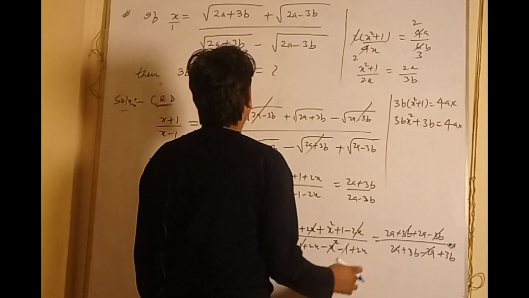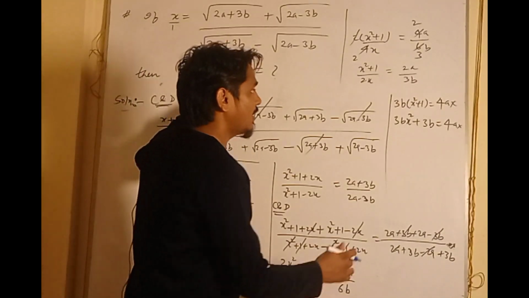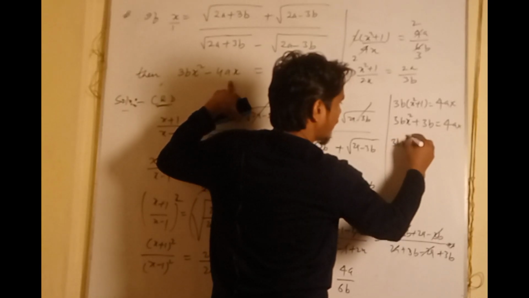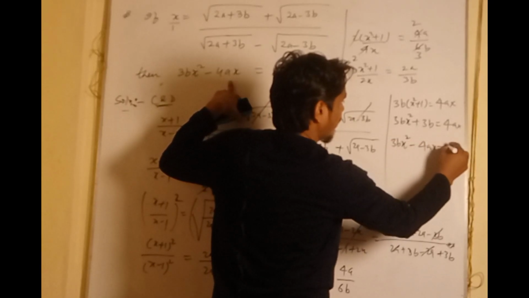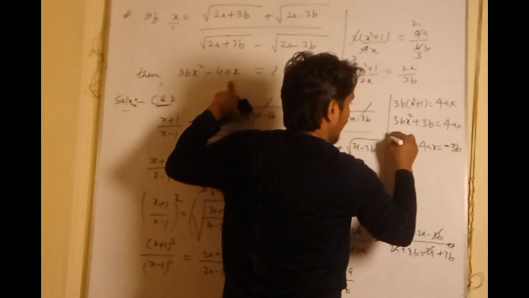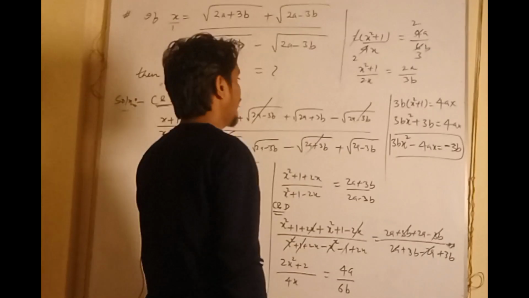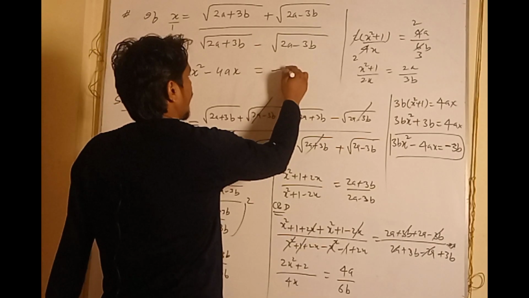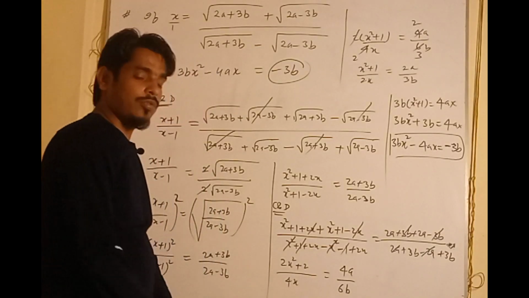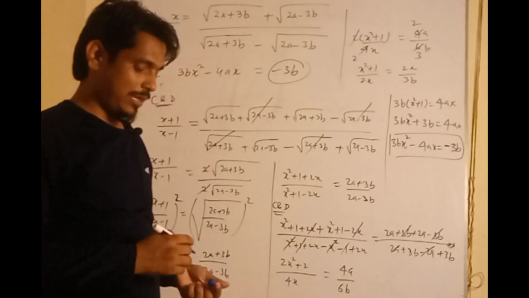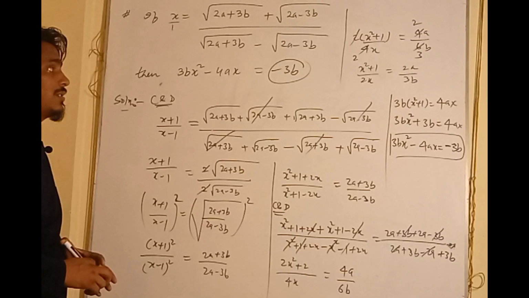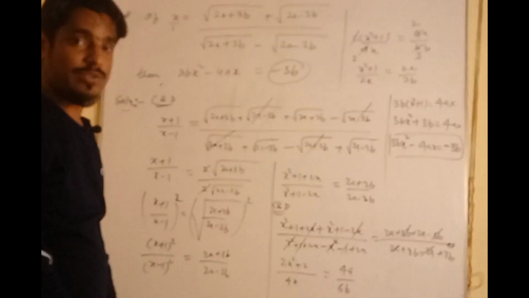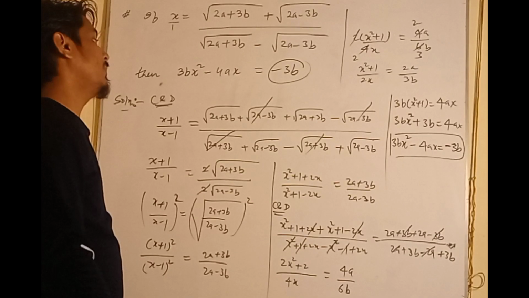So now we want the value of 3bx square minus 4ax. If we shift this 4ax to the left and this 3b to the right, this will become 3bx square minus 4ax is equal to minus 3b, which is the value that we want. So the value of 3bx square minus 4ax is equal to minus 3b. This kind of question is just to practice how we can use all kinds of componendo and dividendo to simplify the expression. The more you practice, the more clarity will come.